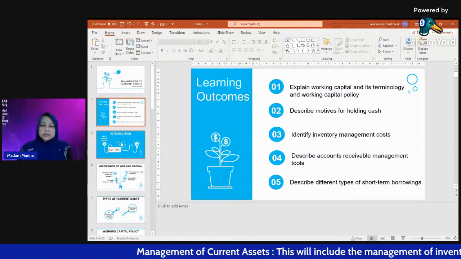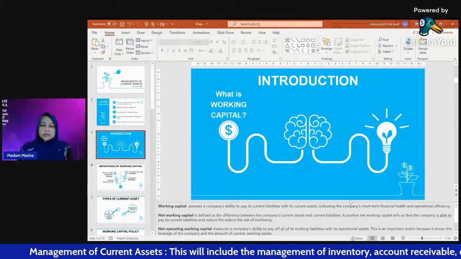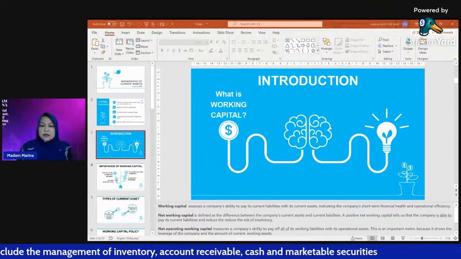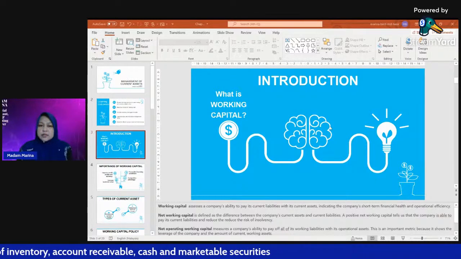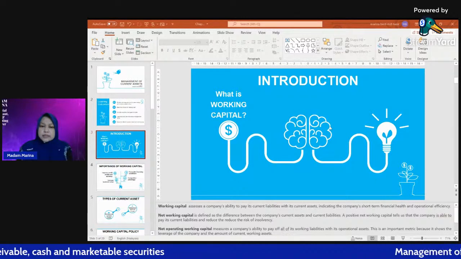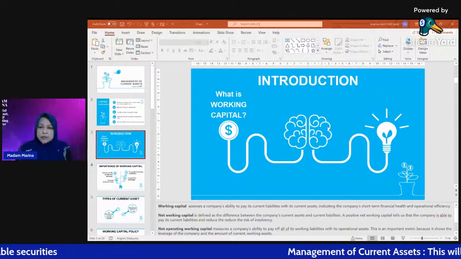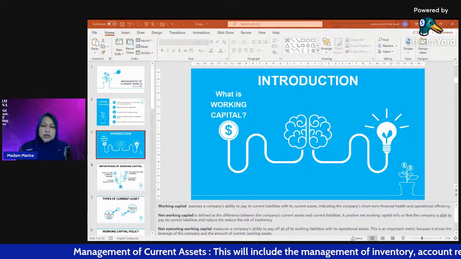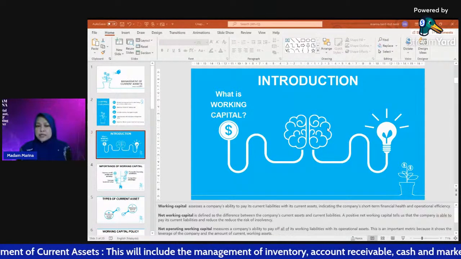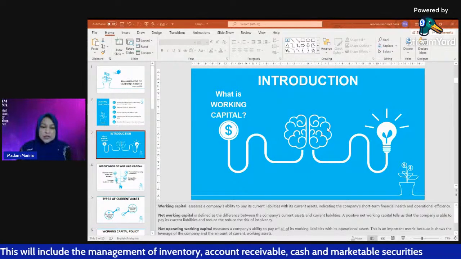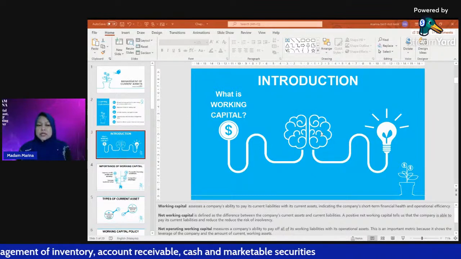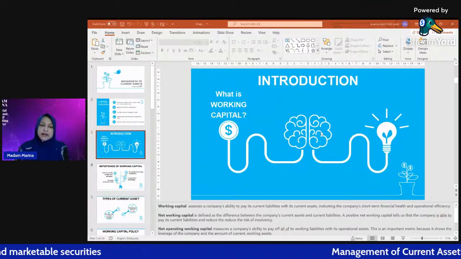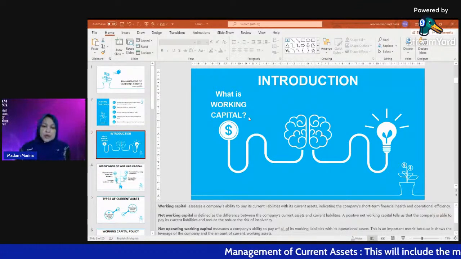So let's start. So what is actually working capital? As accounting students, you already know what working capital is. If you still remember, in financial accounting 1, 2, 3 and 4 we learned already about working capital. In accounting, working capital is actually current asset divided by current liabilities. But in financial management, what is working capital?